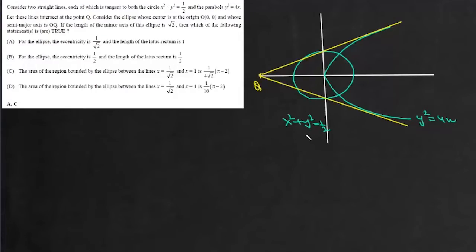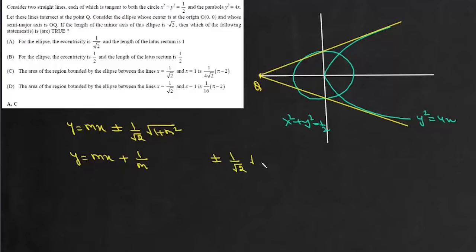Now the equation of a tangent to this circle will be given by y equals mx plus or minus r, which is 1 by root 2 times under root 1 plus m squared. And the equation of a tangent to this parabola will be given by y equals mx plus a by m, and a is 1, so it will be 1/m. Now since we are talking about a common tangent, the slope is the same and the equation should be the same. So we'll get the condition that plus or minus 1 by root 2 under root 1 plus m squared should be equal to 1/m.